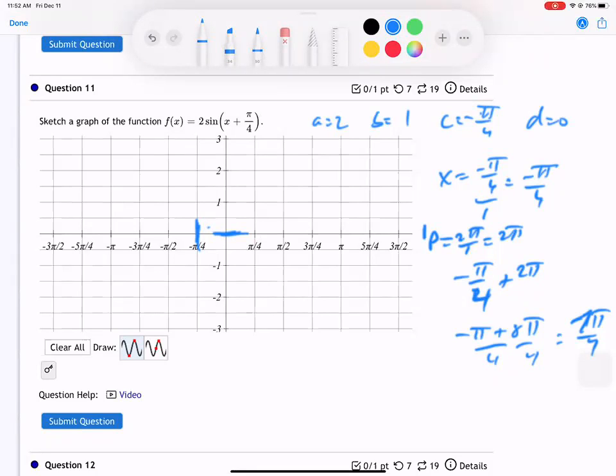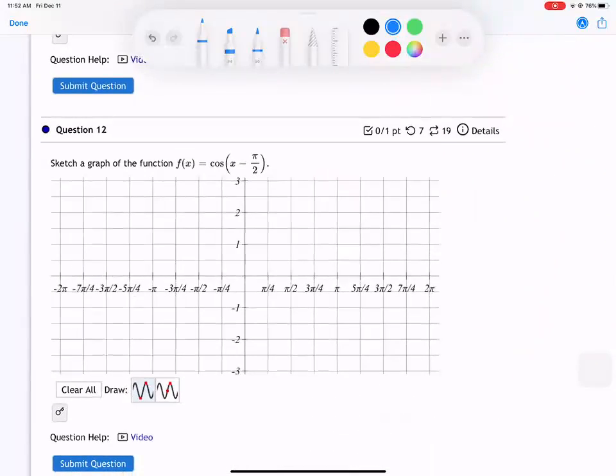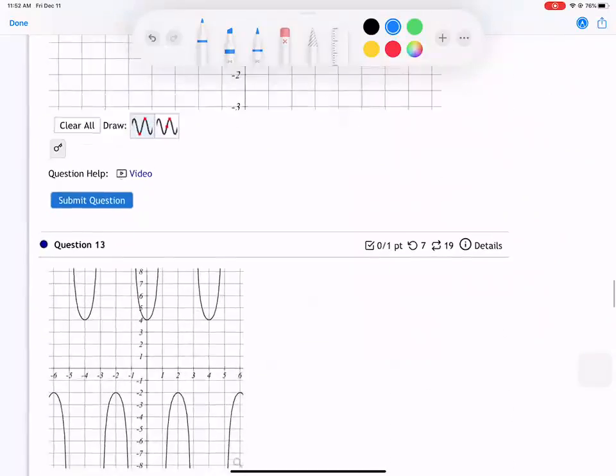Up 2, half, half, and half. That looks about half, half, and half. So we're going to be up 2, down 2. Oops, over here, down 2. Okay, let's continue. Okay, sketch graph. This is exactly the same thing, pretty much.